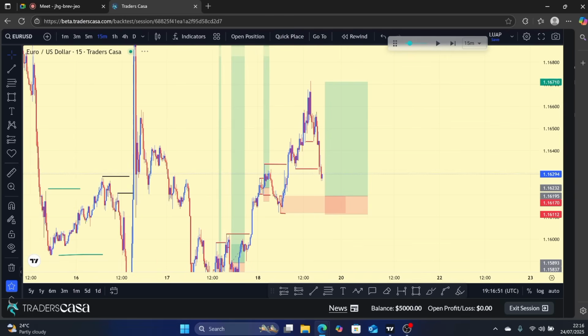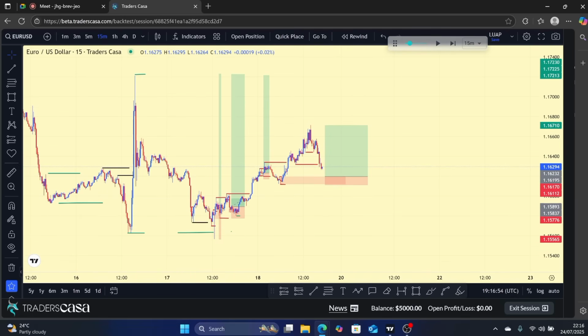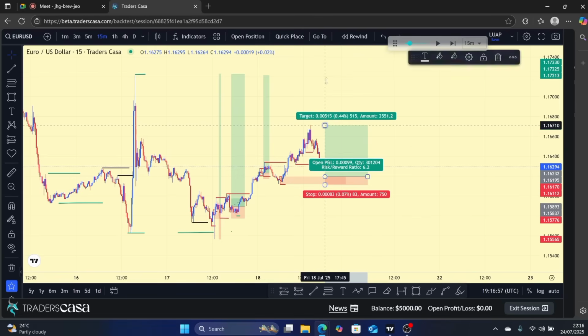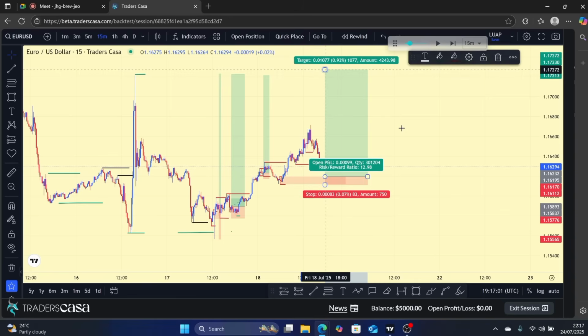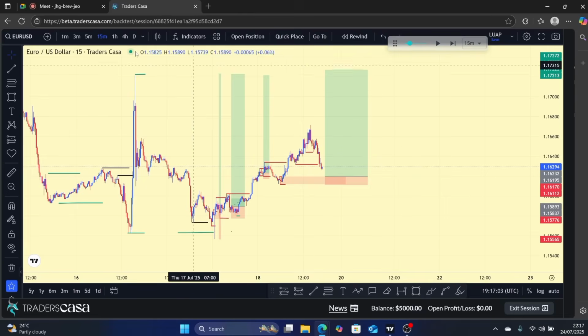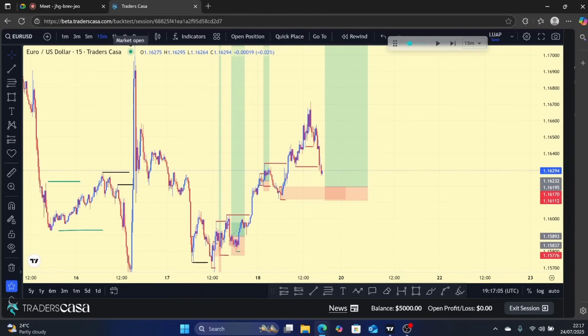Or you can be targeting the external liquidity. Of course, this is our final TP. There you can see that's a 1:12. That's a great risk to reward. So yeah, back here again.